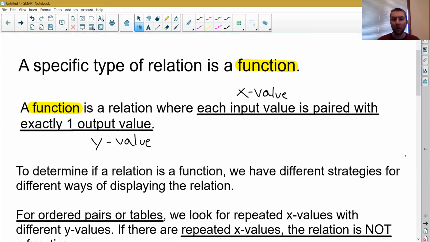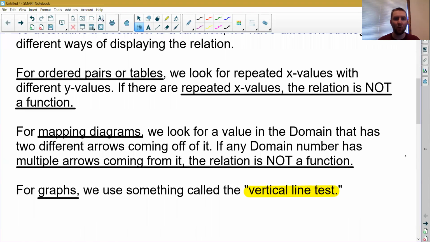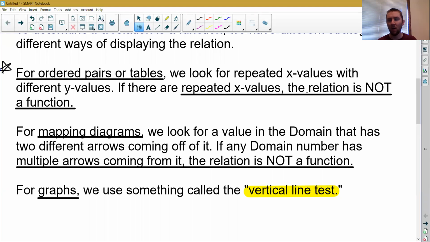Okay, so we're going to go through three different strategies to look at. The first is for ordered pairs or tables. Okay, and this is sort of the first way that we looked at a relation. We had a table of values about the alligator lengths and things like that, how old they were and how long they were, so their age and their lengths. So for ordered pairs or tables, we just look for repeated x values. Okay, so the same x value showing up again with a different y value.